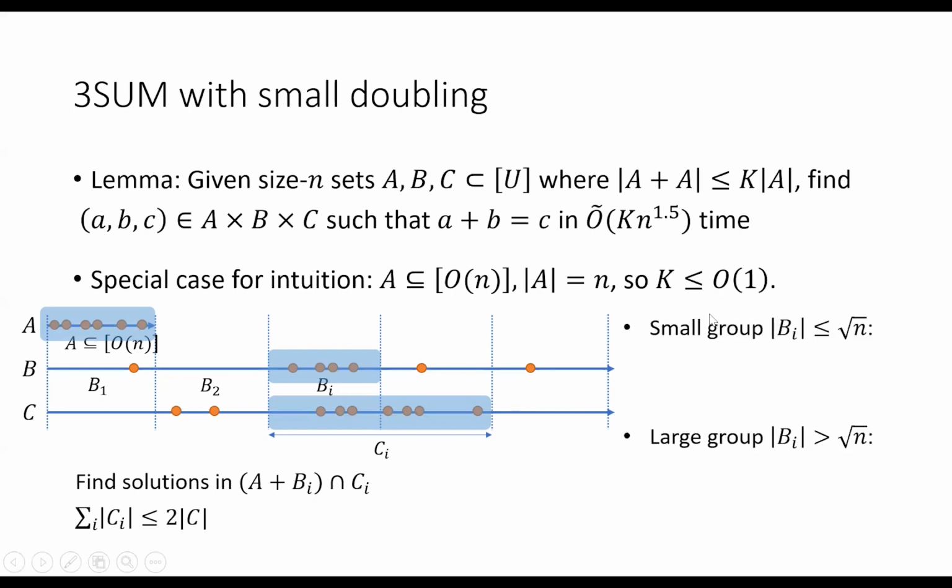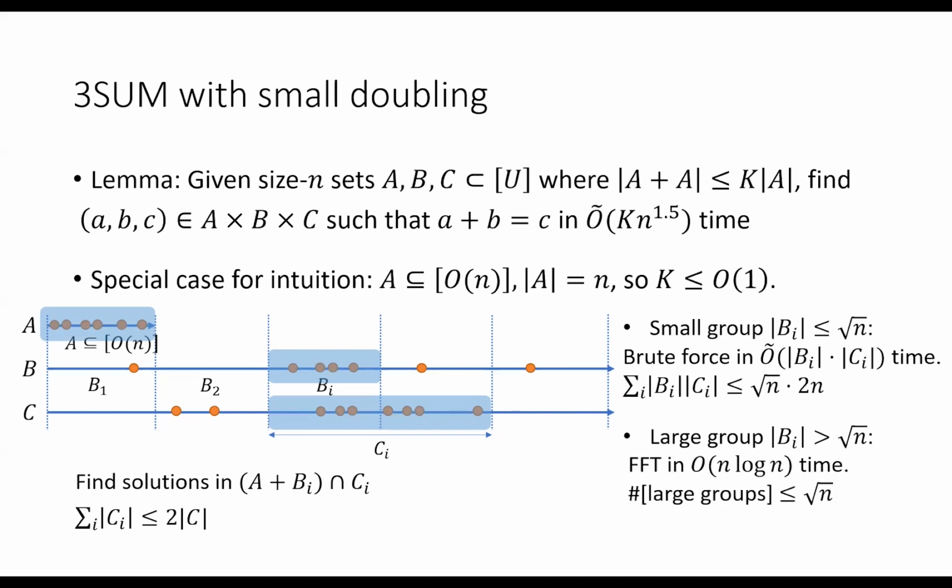So from there, we can use the very simple small-large distinction. For small groups, those groups with the size of Bi at most root n, we just use brute force to enumerate pairs of integers coming from Bi and Ci, and the total time is root n times the sum of the sizes of Ci, which is root n times 2n. And for large groups, we know that the number of these groups is smaller than root n. And for each of these groups, we use FFT to solve threesome in near linear time. So the total time in this case will be n root n.